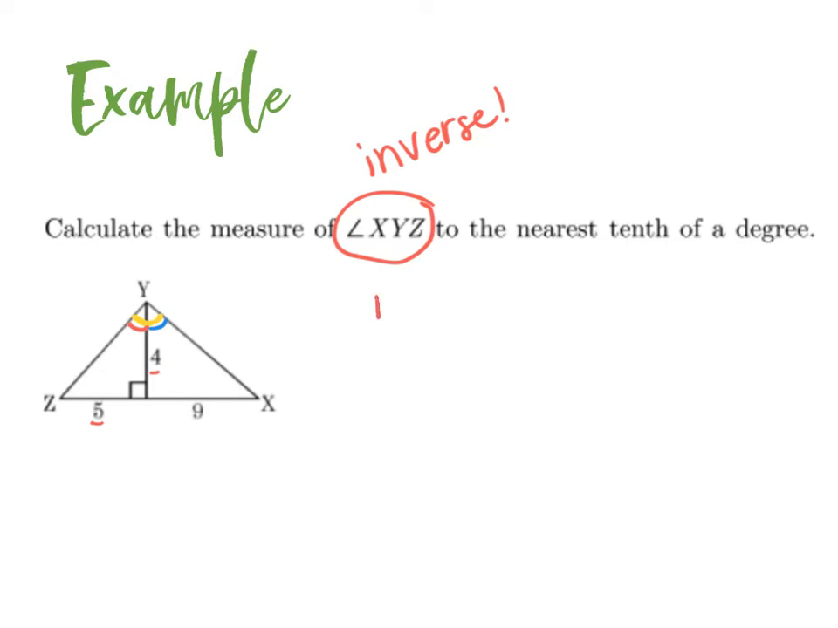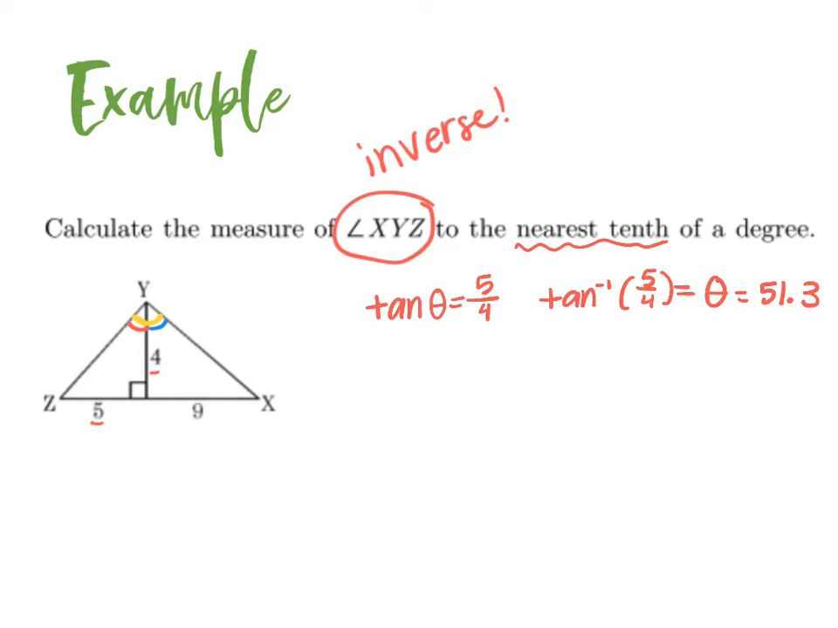So I'm going to have tangent theta equals the opposite over the adjacent. So the inverse tangent of 5 over 4 is going to give me theta. Remember, in your calculator, you're going to hit second tangent. So that angle is 51.3 degrees if we round to the nearest tenth.